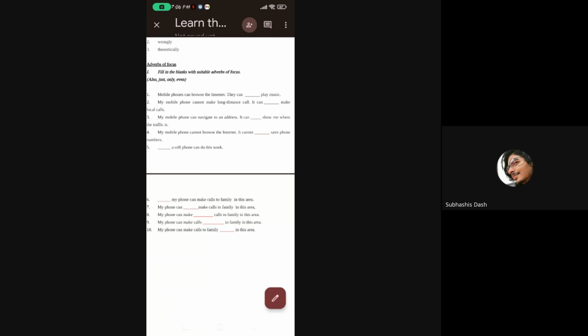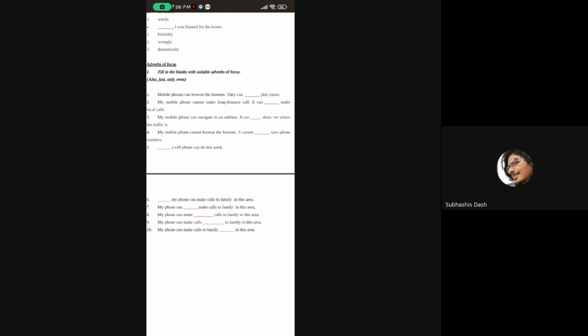Also, you can use it, but you will have to separate it out with a comma in case you're using it. Also, a cell phone can do this work. It's more like an advice or something given, right? In that case, remember, also is not a focus adverb. Only if you use just, only, and even in this blank do they become focus adverbs. If you use also, then also is not going to be used as a focus adverb here, because it is not performing any function that the focus adverb performs in that case.